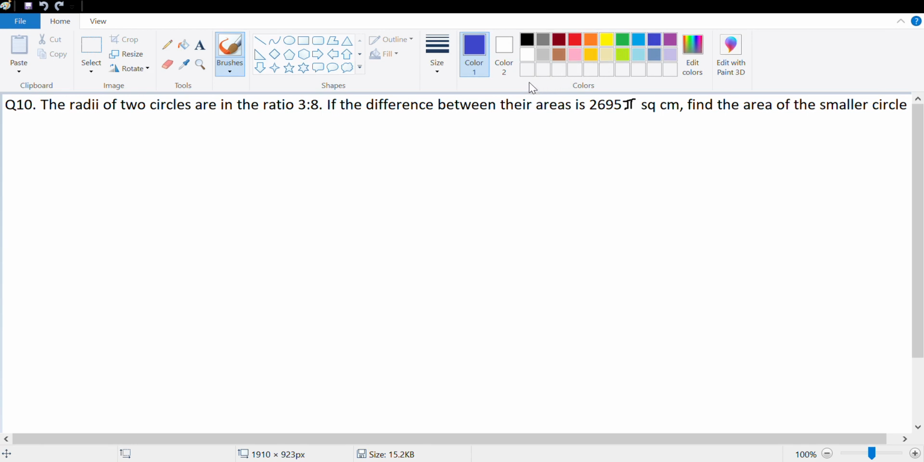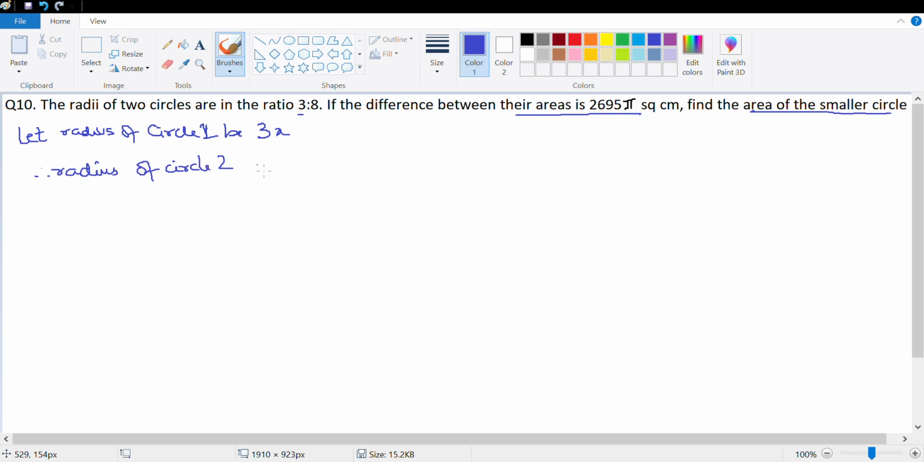Next, the radii of two circles are in the ratio 3:8. If the difference between their areas is something, find the area of the smaller circle. Okay, so let the radius of circle 1 be 3x. So this is 3x, therefore radius of circle 2 would be 8x. So this is 3x, this is 8x. Difference between their areas. Okay, so area of circle 1 would be equal to pi r1 square. In this case, pi and r1 is 3x whole square. So this is 9 pi x square.